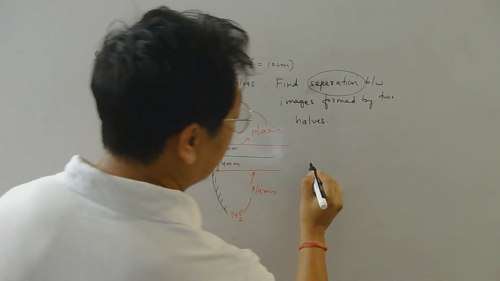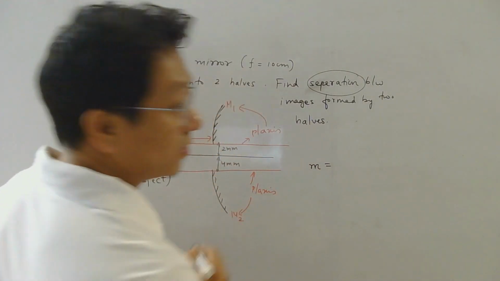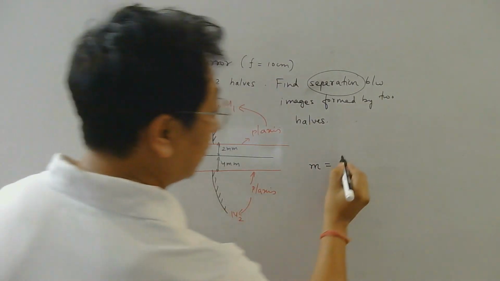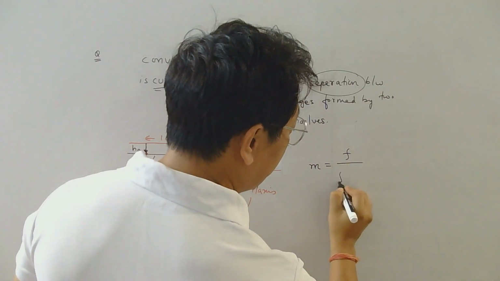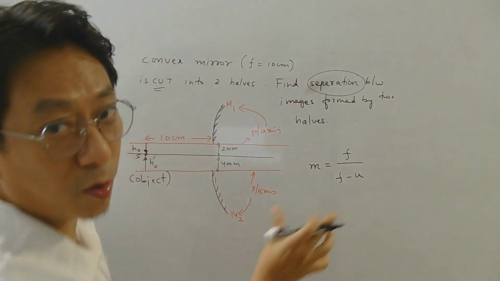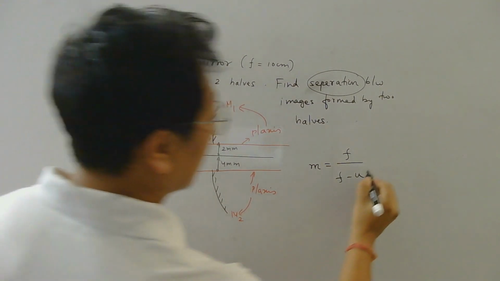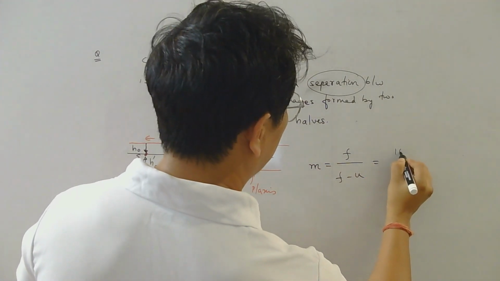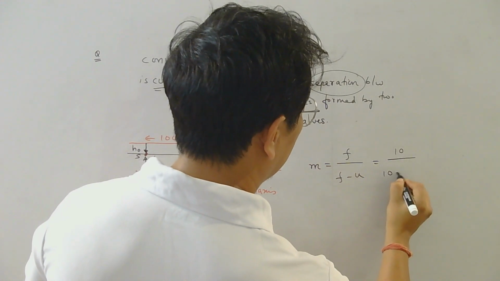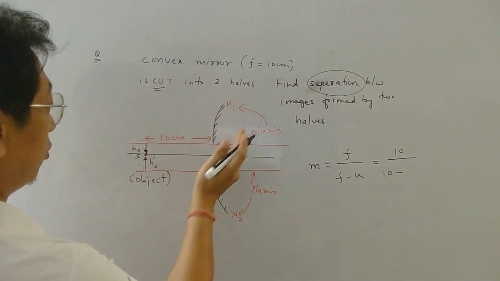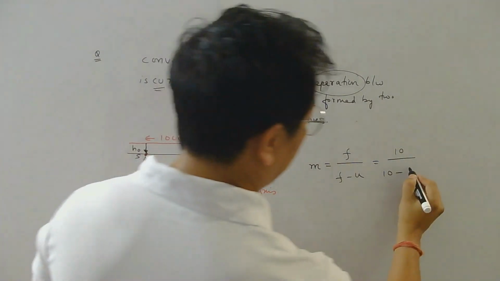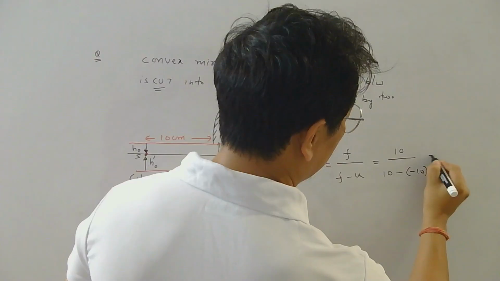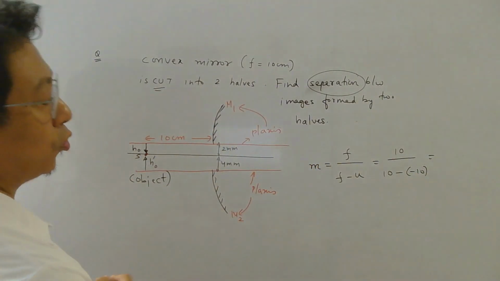So for that we will calculate magnification first. What was the formula for magnification? F by F minus U. This formula you must remember, okay? So focal length for convex is plus, object distance for both is this side minus 10, opposite to incident ray. So this will be 10 by 20, 1 by 2.